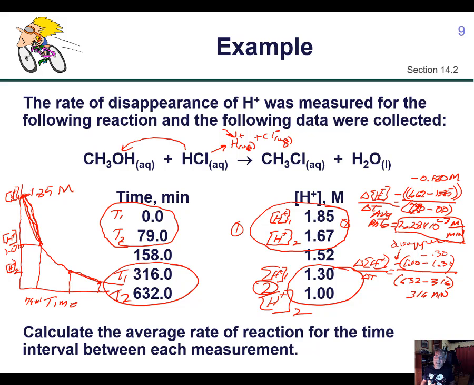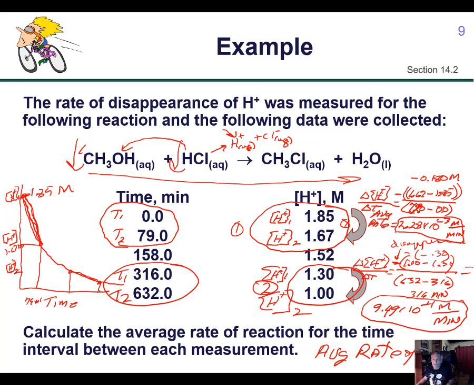Because we've got a negative sign out here, you have a negative times a negative, which gives you a positive value. And you wind up with 9.49 times 10 to the minus 4 molar per minute. And as you can see, the reaction has slowed down. And this is the average rate of the reaction. What we're going to examine now is the difference between an average rate of a reaction and what we call the instantaneous rate of a reaction.